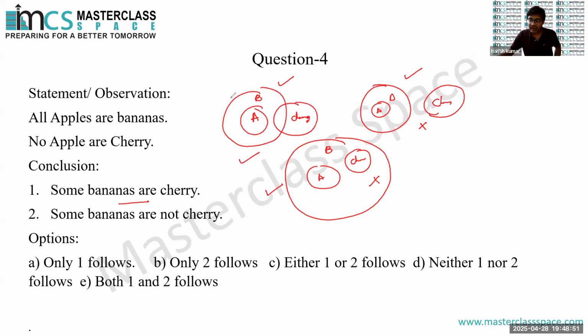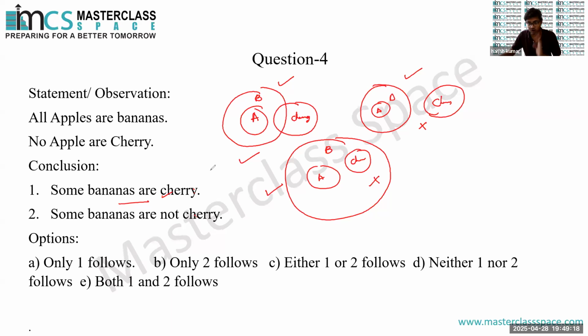If you take any one possibility, at least one of them is going to be true. For example, in the first diagram, some bananas are cherry, that is true, and some bananas are not cherry, that is also true. In the second case, some bananas are not cherry, that is true. In the third case, some bananas are cherry, that is true. So what does it mean?